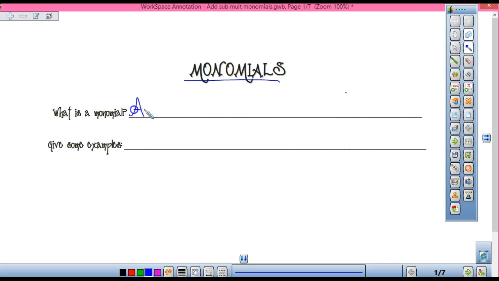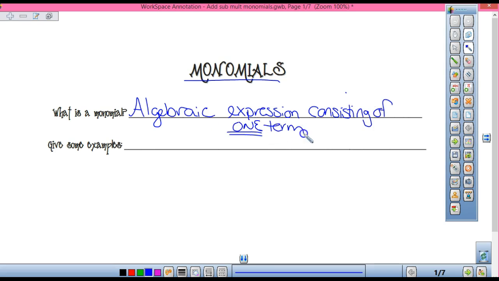All it is, is an algebraic expression consisting of one term. An algebraic expression consisting of one term.